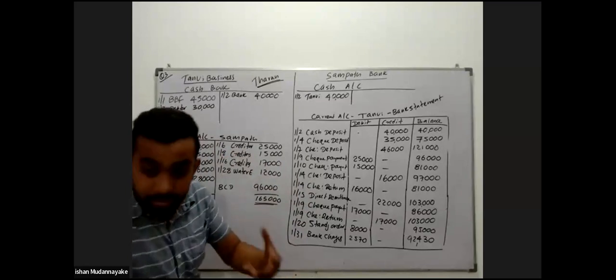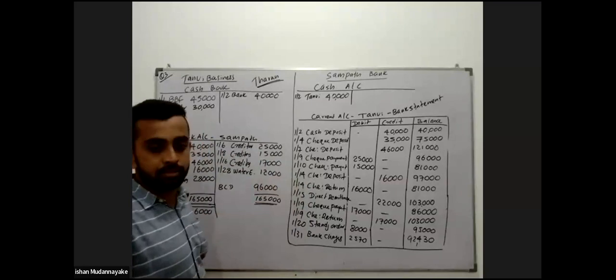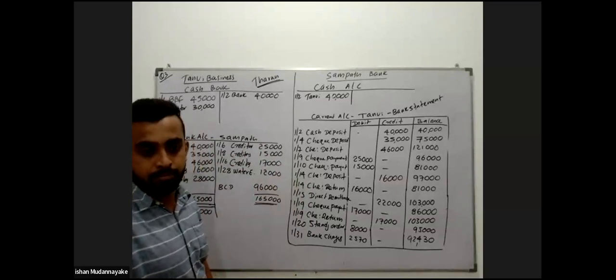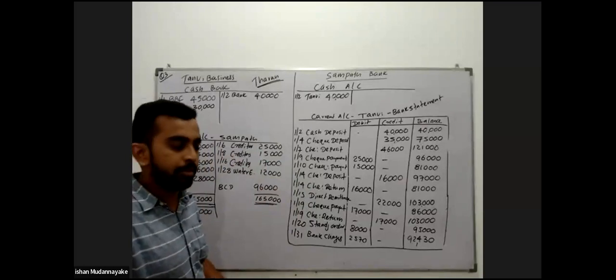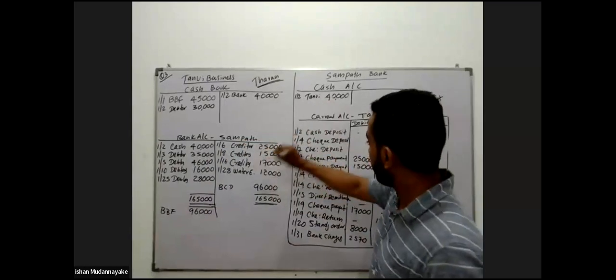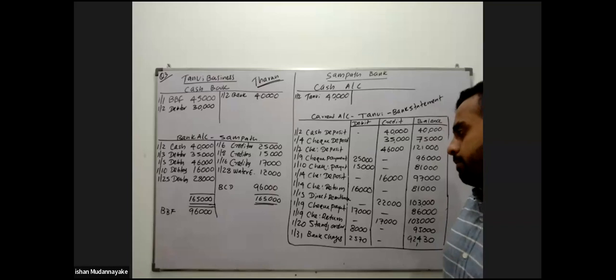Tarun needs to prepare the adjusted bank account by adjusting unrecorded transactions. Okay, right. At first we will cross check the bank account and the bank statement.